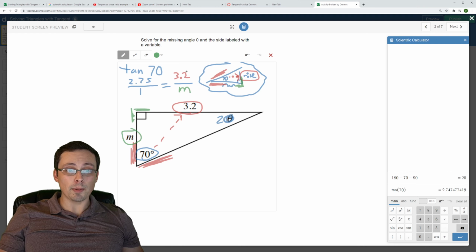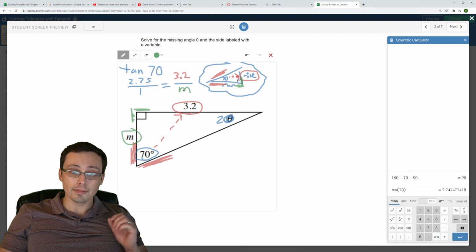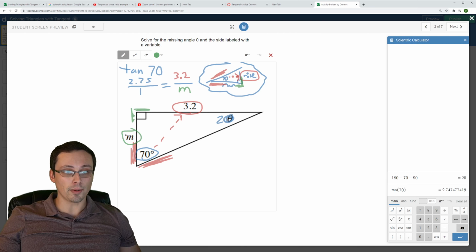Now, a common mistake is people will think, oh, so I always put the variable on the bottom. No. You put whichever one's the rise on top and whichever one's the run on the bottom. Sometimes it's the variable, sometimes it's not. Depends on how the problem is set up.